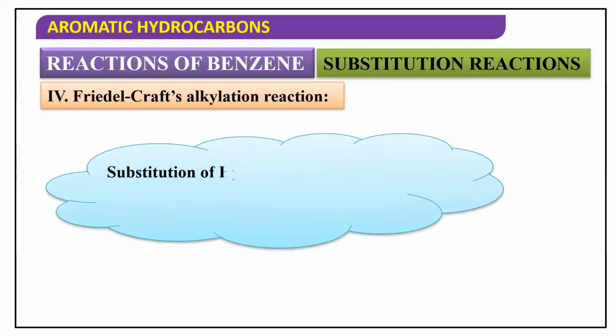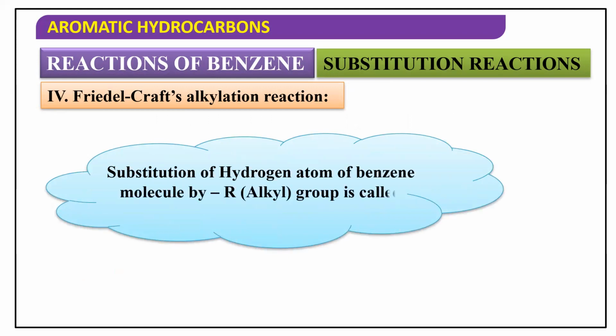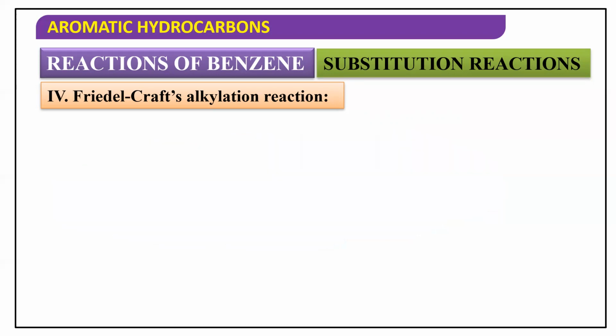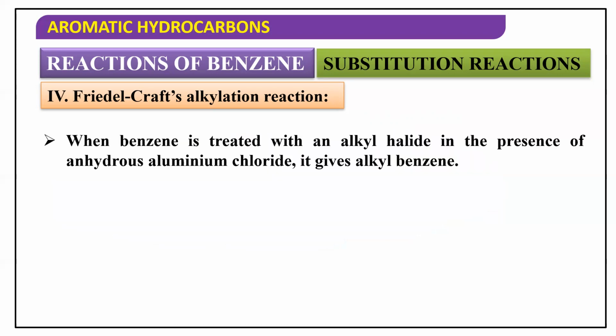Friedel-Crafts alkylation, which is again substitution. Substitution of a hydrogen atom of benzene by an alkyl group is what is called alkylation. So substitution of hydrogen with an alkyl group is called alkylation. Pretty straightforward, as the name itself indicates. When benzene is treated with an alkyl halide in the presence of anhydrous aluminum chloride, it gives us alkyl benzene. So this is the statement of the reaction.